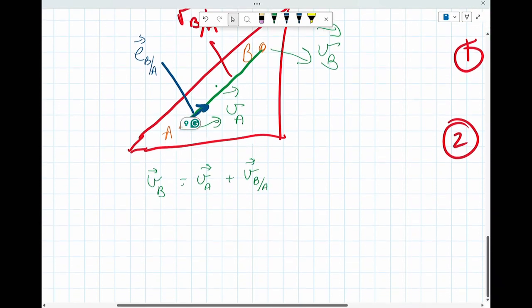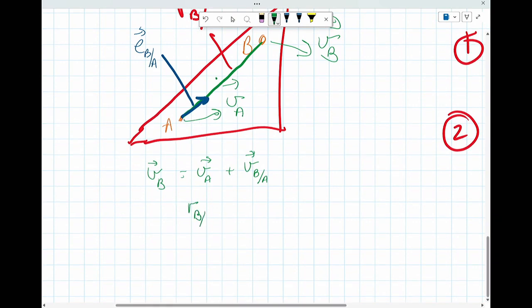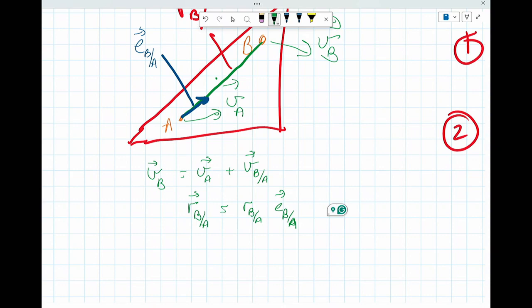And I can say the other thing, which is r_B/A is the magnitude of r_B/A times e_B/A, the direction. All I'm doing here is using a unit vector that describes the distance between the two. Later on, of course, we'll start to separate that out a little bit, but this is helpful for a quick derivation.